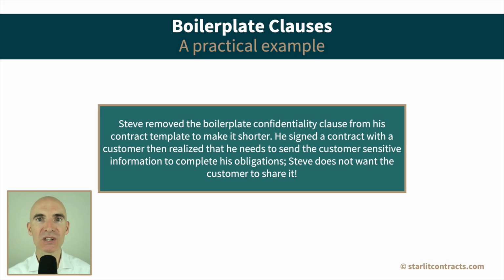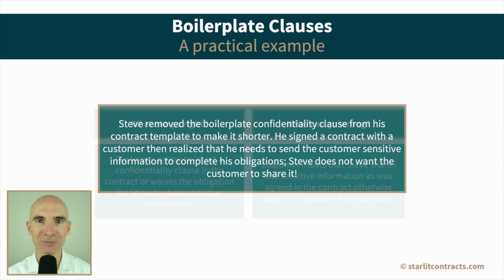Let's look at a practical example together now. Steve removed the boilerplate confidentiality clause from his contract template to make it shorter. I should highlight that this is a very common motivation. People feel that by shortening the contract, they'll make the entire contracting process much easier and reduce the complexity of the deal overall. But let's see what happens. He signed a contract with the customer, then realized that he needs to send the customer sensitive information to complete his obligations. Steve does not want the customer to share it.